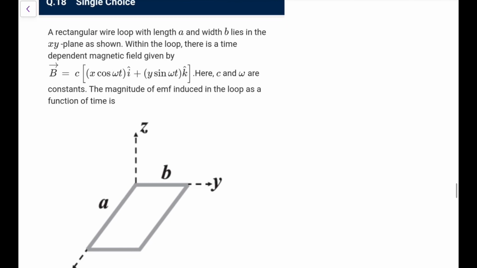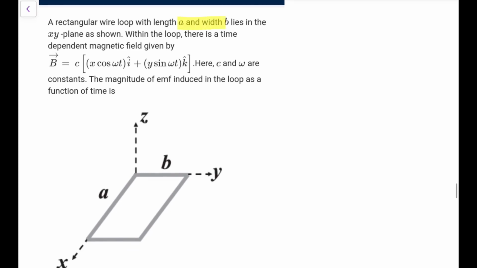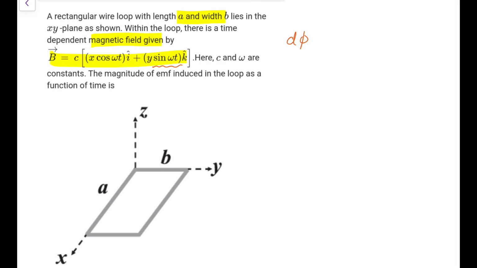Next, a rectangular wire loop with length a, width b lies in the xy plane. Within the loop there is a time dependent magnetic field, where C and omega are constant. The magnitude of EMF induced in the loop as a function of time is. So if you check it out, it is C x cos omega t i cap plus y sin omega t j cap, sorry, k cap. The area vector will be along k cap, so I am concerned with that. Now to find the flux, take any element like this, because it is varying with the y coordinate. So go at a distance y and take a strip of width dy.